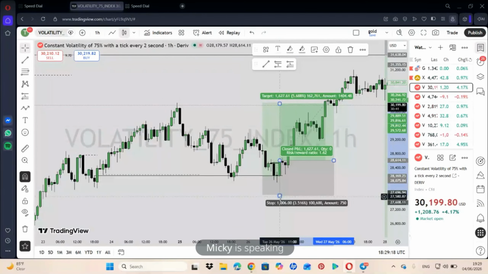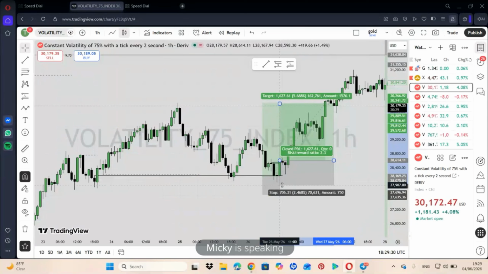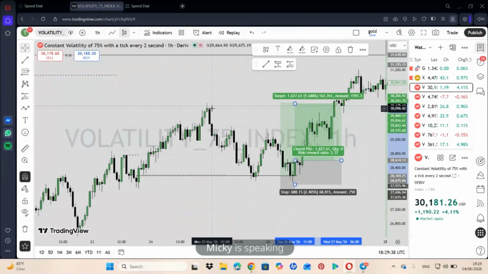But if you don't have a good account size, if your account size is not much basically, and you need a tight SL, then use the last support zone. All right, and then you can see price got to TP.